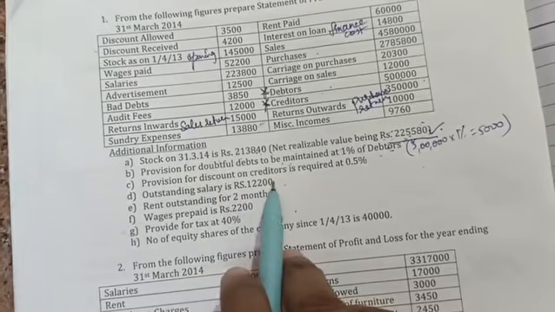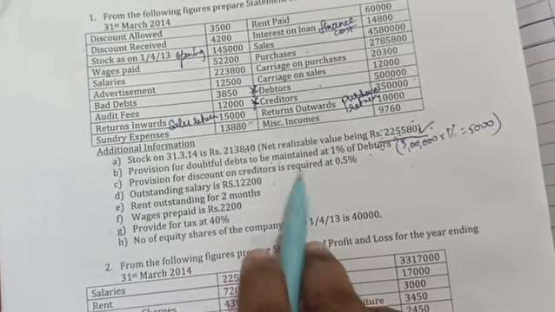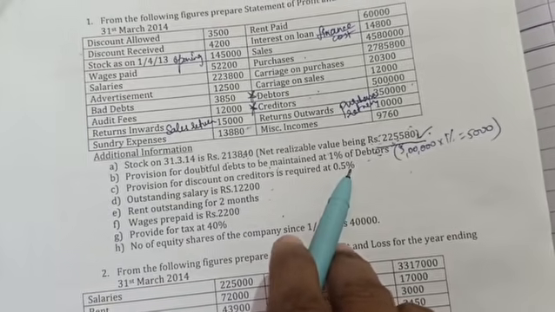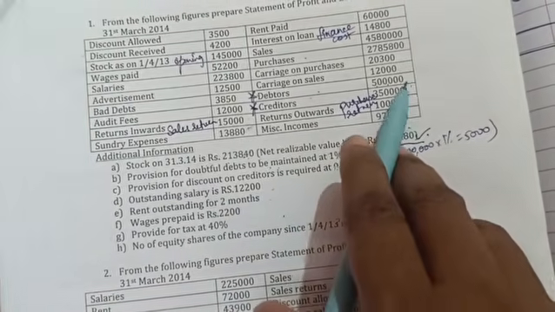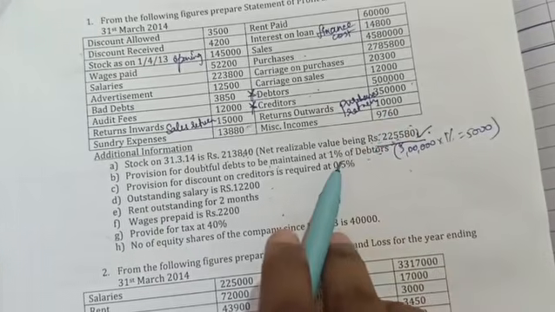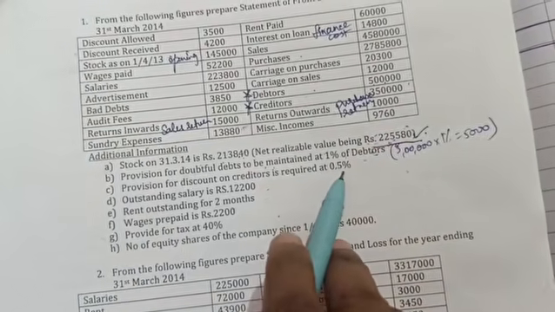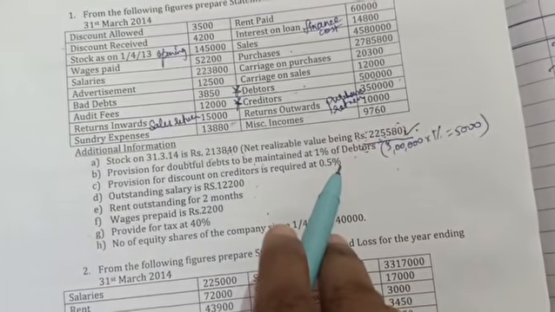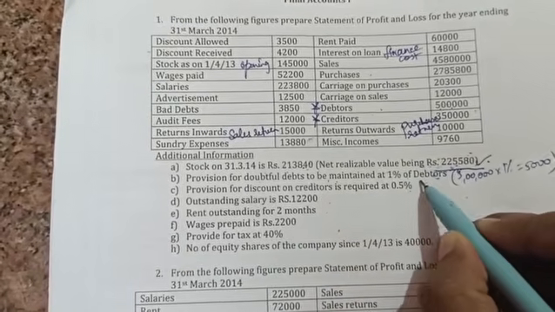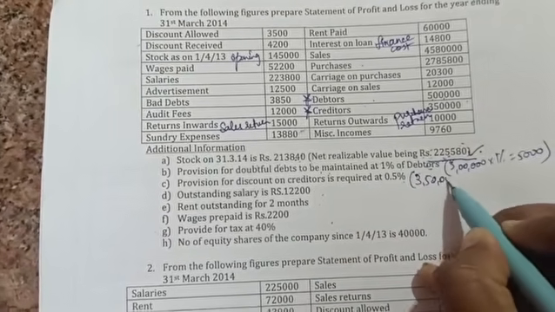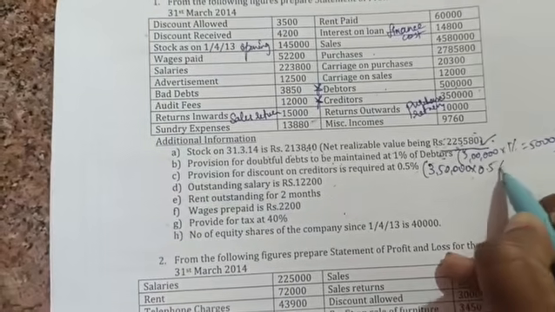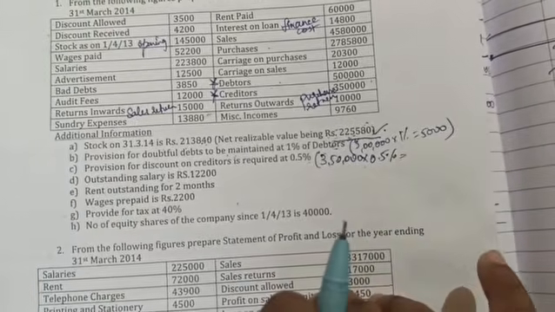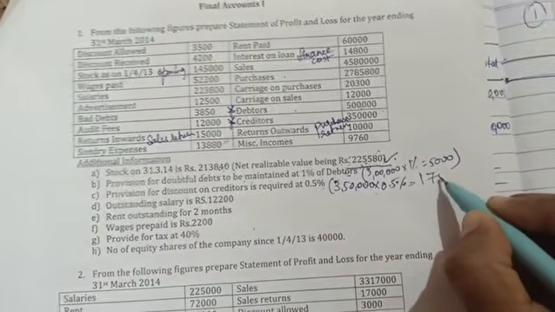And provision for discount, if you have received any discount from your creditors, that is he has given 0.5% discount on 3,50,000 here. 3,50,000 he has given 0.5% discount. So this is a discount which you have received. That means this is your other income. It goes to your other income. Fine. So let's do that. 3,50,000 into 0.5%, if you just calculate, it will come up to 1750.